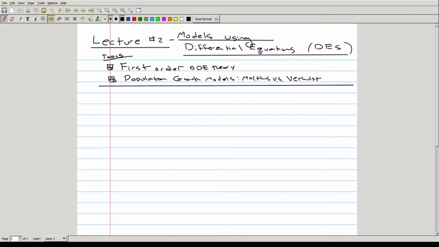Today I'd like to go over some basic summary of models using differential equations. And I'll talk about some general ideas with modeling using differential equations, as well as go over some specific examples from population growth, specifically the Malthus model and the Verhulst model of population growth. And I'm also going to talk about some first-order ordinary differential equations theory that you should hopefully be familiar with from your differential equations class, but I'll review a little bit of it.